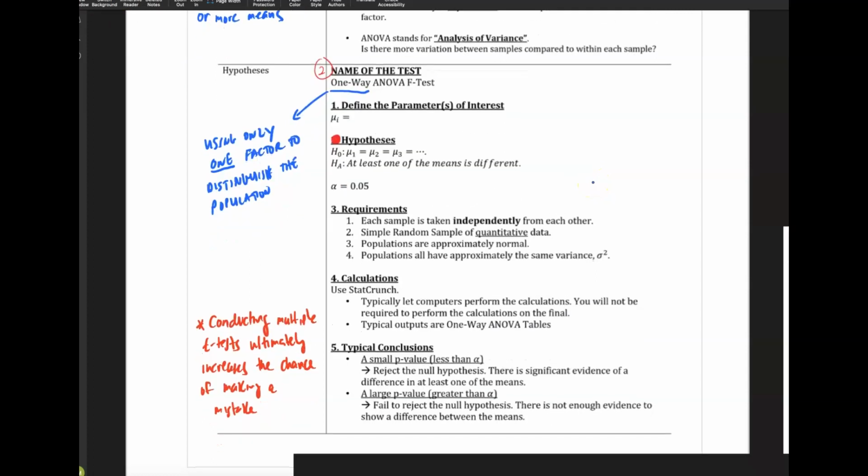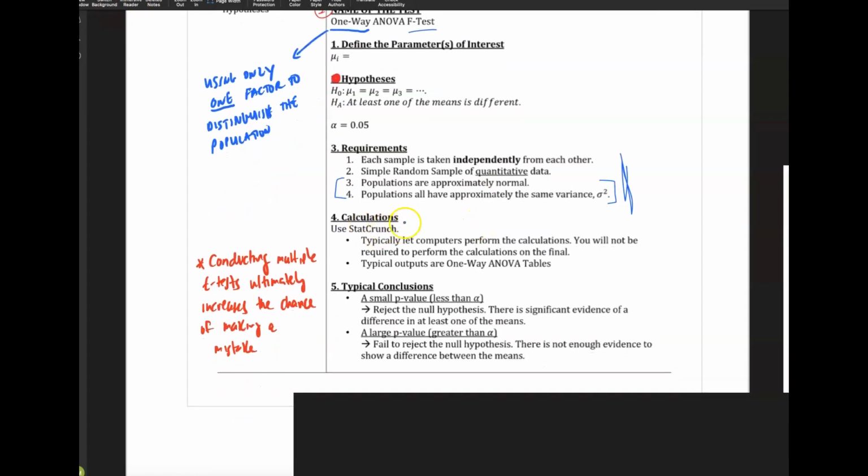ANOVA is a hypothesis test. We just have a different test statistic, but we still have to look at requirements. The samples are independent from each other, simple random samples. And then we have requirements that are hard to verify in our cases, especially without technology: the populations that we're comparing are approximately normal and have similar variances, like when we analyze the standard deviations. We're looking at the variance, hence that term, analysis of variance. We're going to use StatCrunch or ArtofStat to do our calculations.